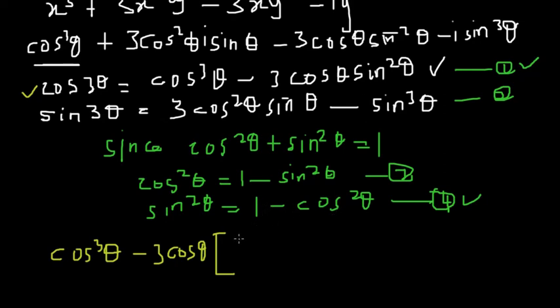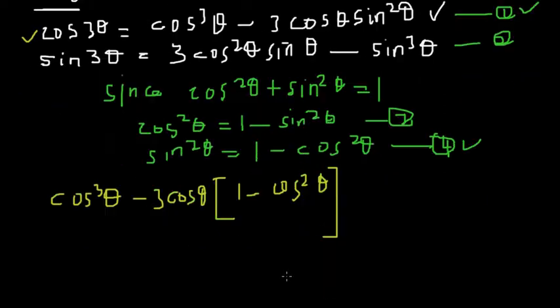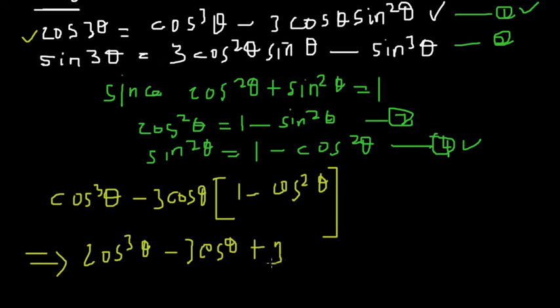This expression, so we have 1 minus 3 cos squared theta. Okay, and then when we expand this, we will get cos cubed theta. Minus this by 1 will give us 3 cos theta. And then this by this will give us plus 3 cos cubed theta. So this by this will give us this.